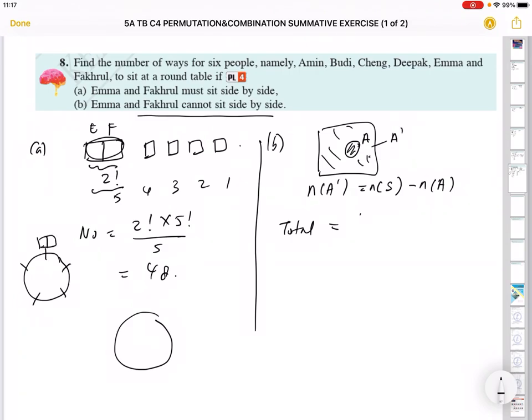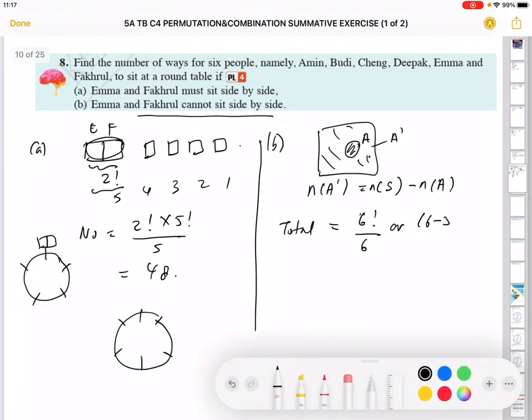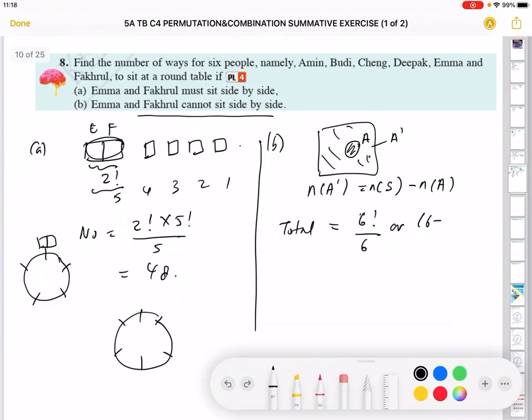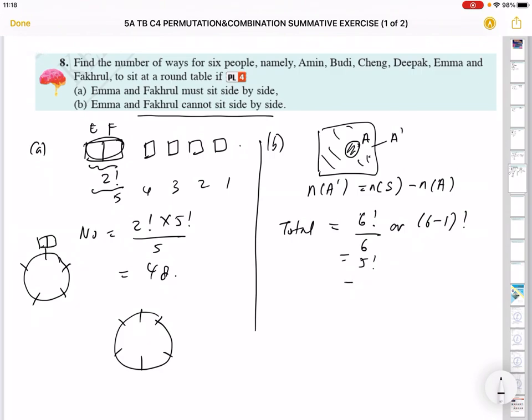And there are 5 different positions we can put them. But now there are 6 people, so I would draw like this, and there are 6 different positions we can arrange them, right? So you've got to divide by 6. You can write 6 factorial to arrange them in a row, divide by 6, or you can say 6 minus 1. You minus 1 because you cancel out 1, left with 5 factorial. Answer is 120. But if they are not together, you have to take the total 120 minus the number of times they are arranged together. Answer is 72.